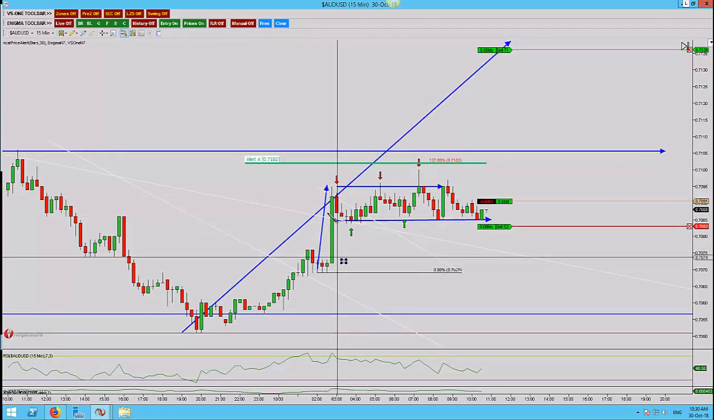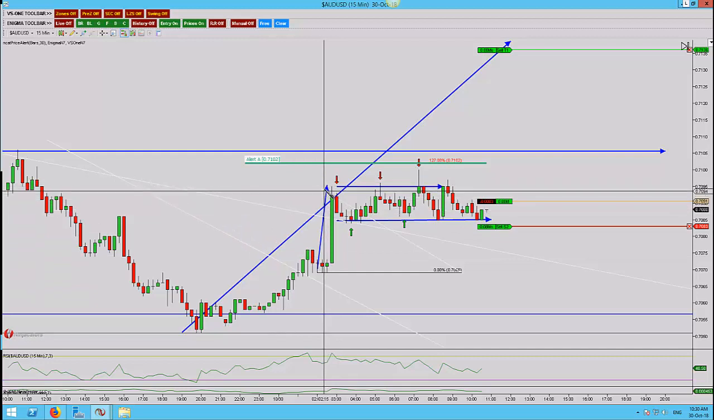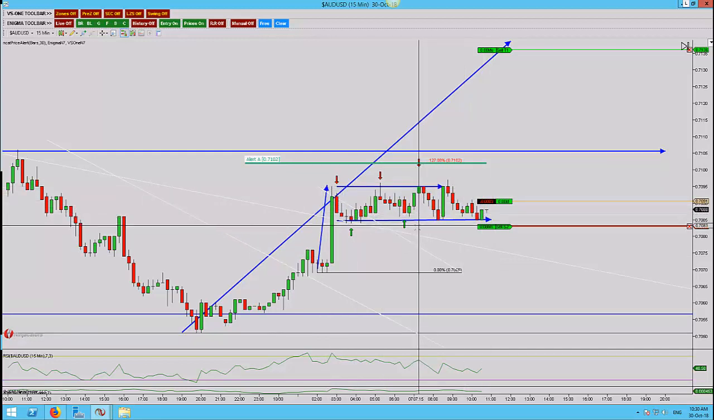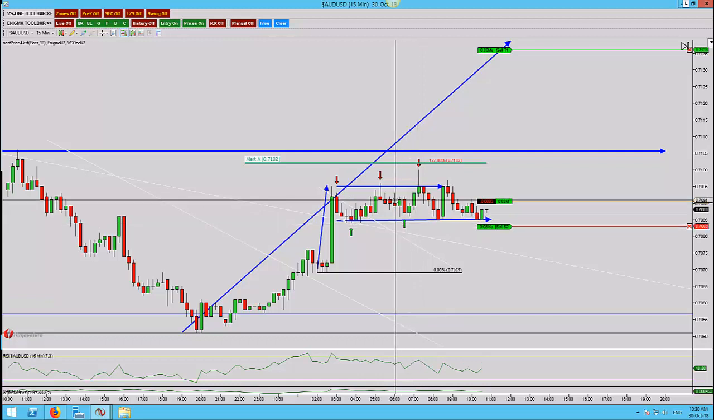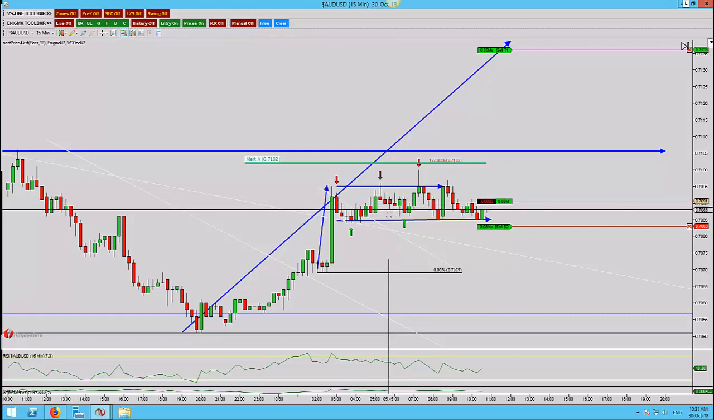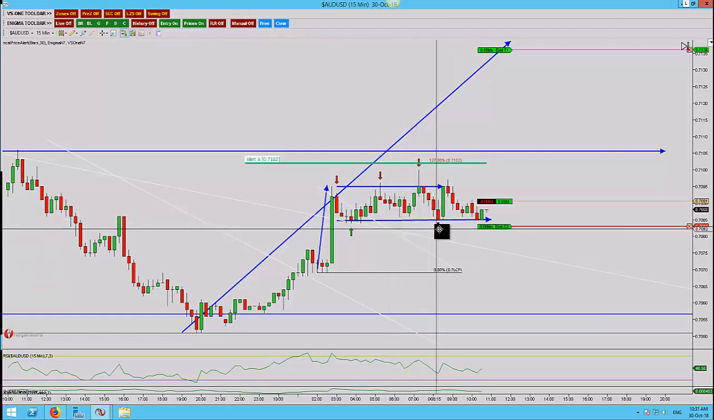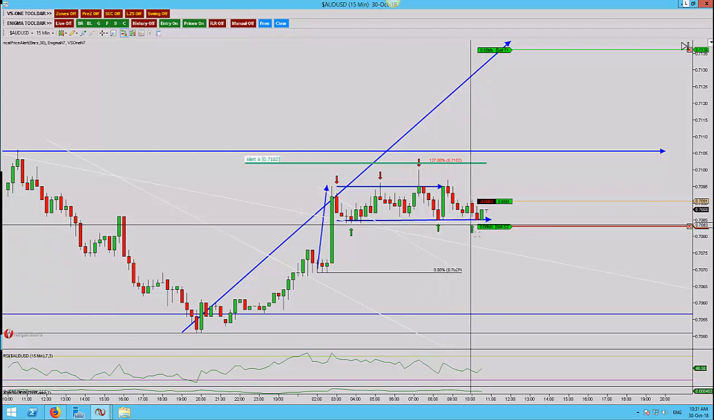So we had this nice rally and then we've been consolidating sideways, and I actually waited and waited for this because I wasn't too sure if initially it was going to be a rising channel or if it was going to be something different. And now that we've actually come down and retested these lows multiple times, I've got long.